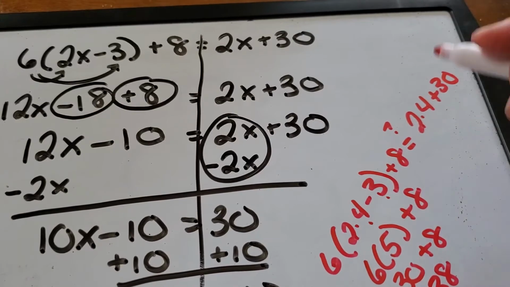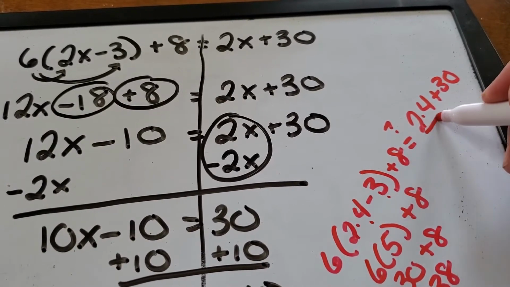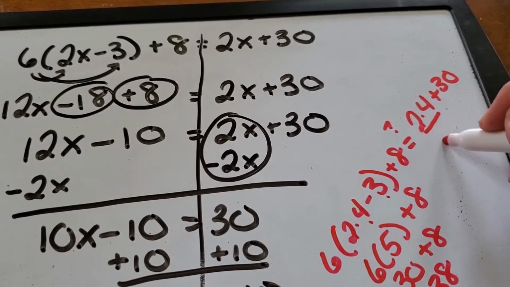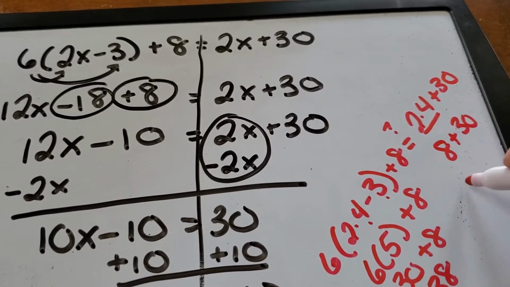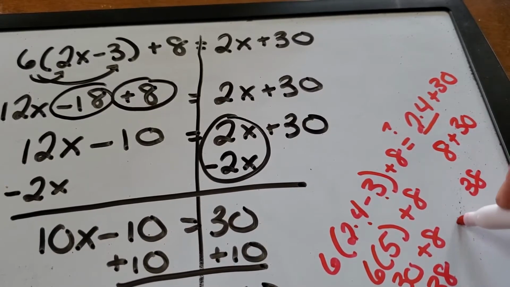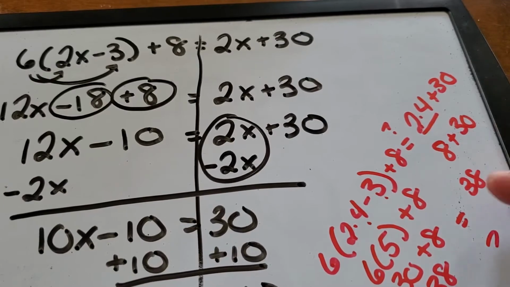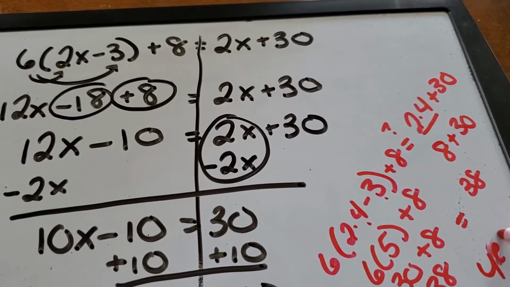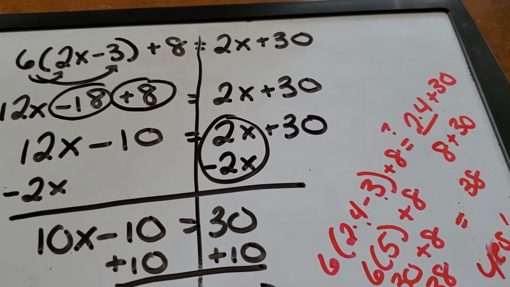Let's see what happens on the other side. Multiplication comes before addition. 2 times 4 is 8. And 8 plus 30 is 38. They do come out to be the same. So that means I definitely had the right answer for x.